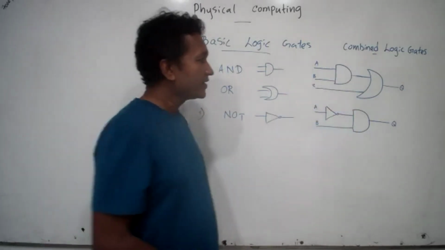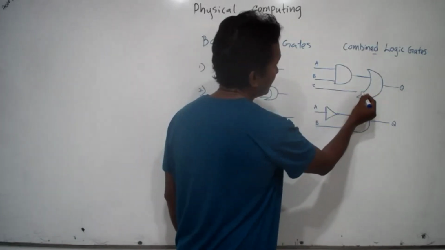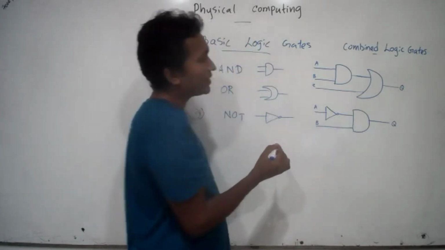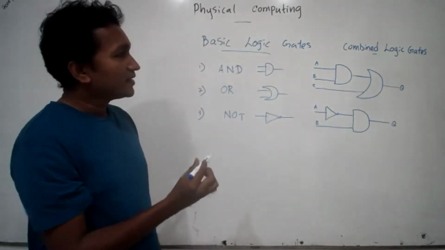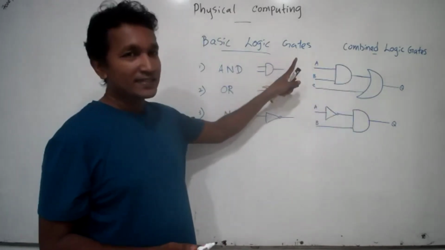There can be another set of combined logic gates, right? Those are the combined logic gates. That is a combination of the basic logic gates.